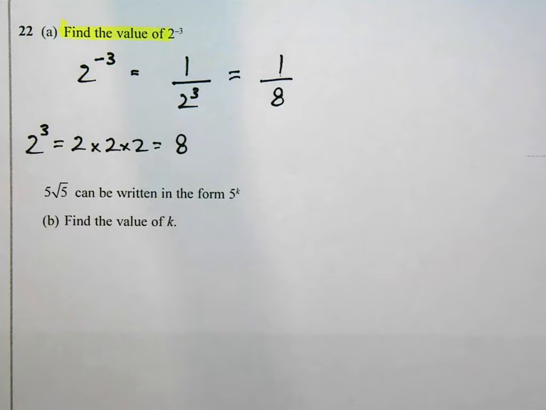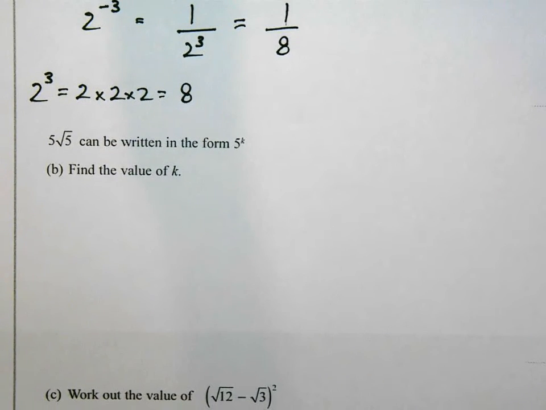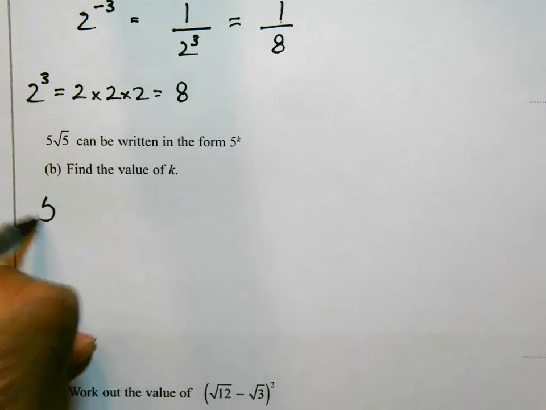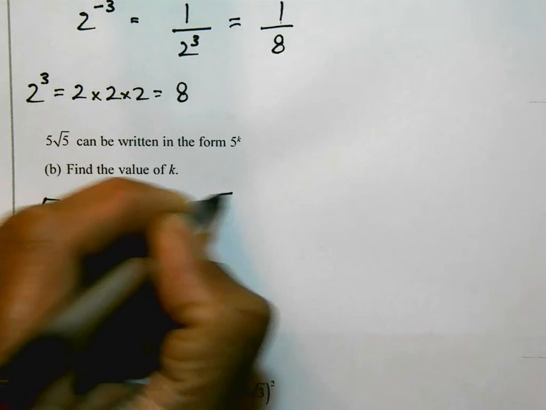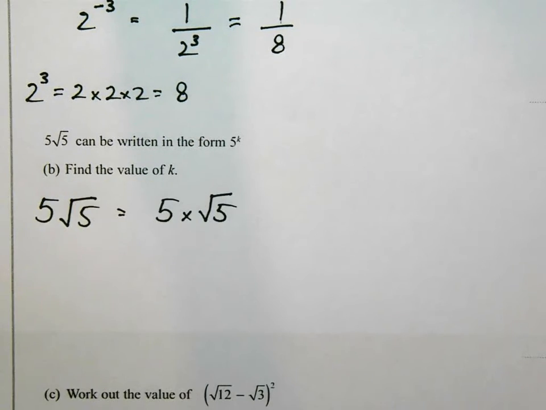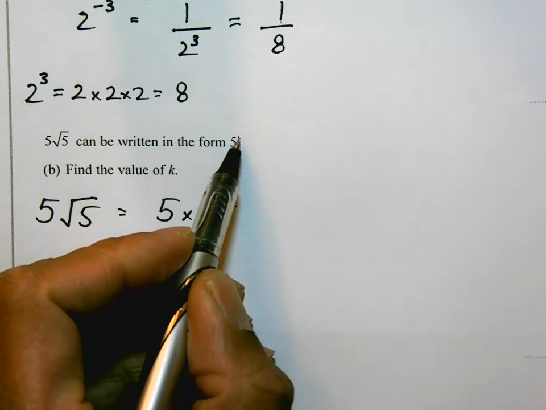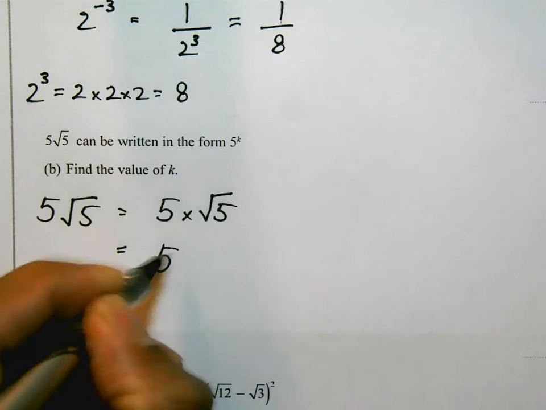Going on to part B. Part B indicates to us that we have 5 root 5 can be written in the form of 5 to the power of k. Find the value of k. So 5 root 5, that actually means 5 times the square root of 5. 5 to the k means that we're talking about some sort of power. We want to know what the power of k is. So let's look at these in terms of powers. That 5 on its own is to the power of 1 times root 5.